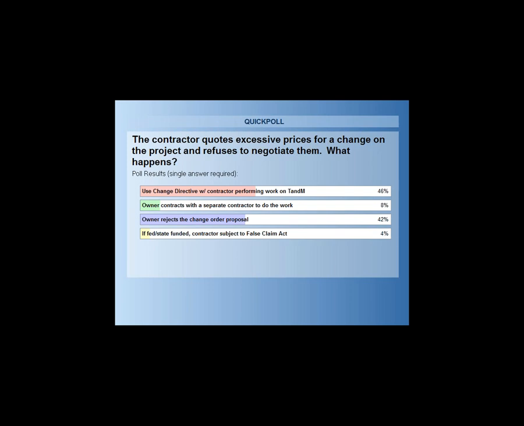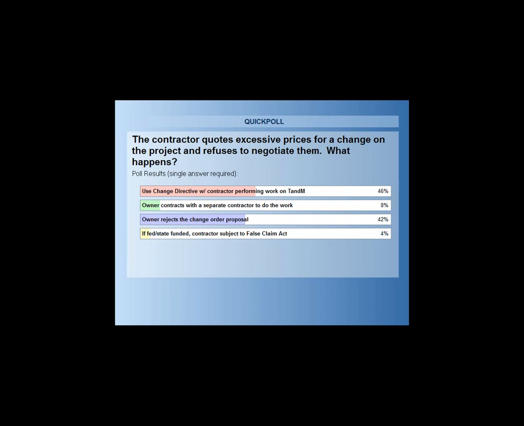Using a separate contractor to do the work can also be problematic. It could affect warranty issues. Just having a separate contractor on the job could be problematic. Delays, interference claims, and a whole host of issues could happen there. Rejecting the change proposal outright could also have its set of issues, and if it's work that is required for occupancy or something that is necessary in order for the owner to use the building for its intended purpose, if it's just rejected outright and is not done, you've got those issues.